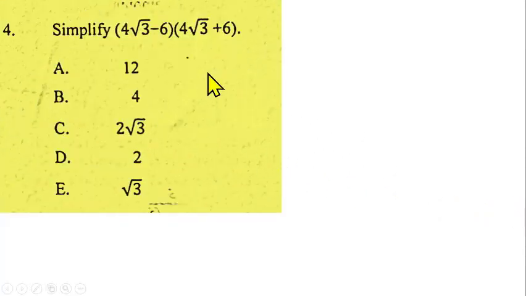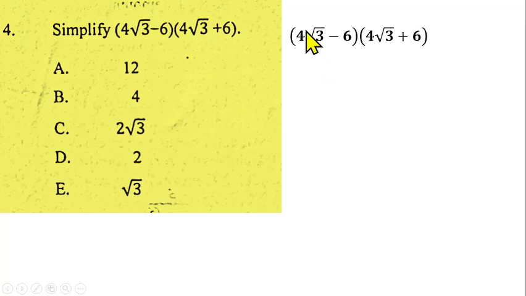Question number 4 is from surds. You have to simplify this surd multiplied by this surd. If you look at the two brackets, you're having the same thing in the brackets, aside from that minus here and plus here. So that makes this a difference of two squares. You can do this in two ways. You can either multiply it out to simplify, or you can apply the difference of two squares here, because this is a difference of two squares.